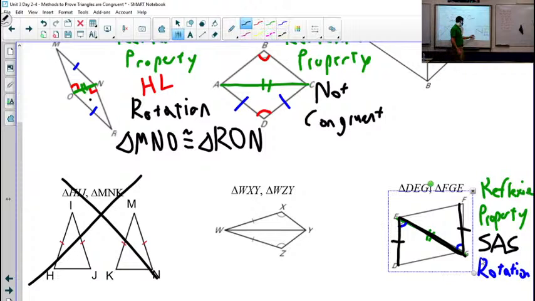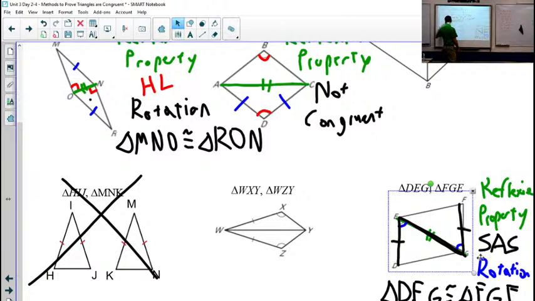So then we can write our congruent statement. Triangle DEG is congruent to triangle. Well, D matches up with F. E, remember when it turned, it went down to G. And G, when it rotated, went up to E. So that is my congruent statement here. DEG is congruent to triangle FGE. Questions on that?